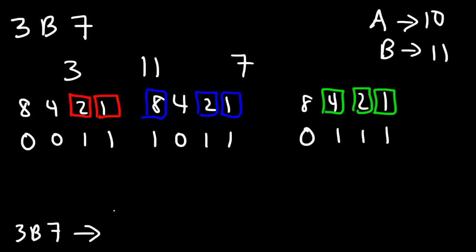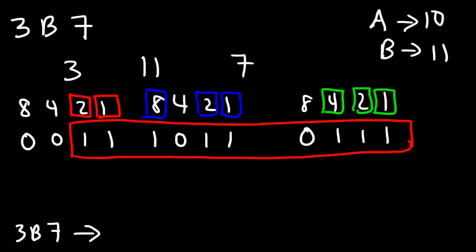Thus 3B7 is equal to, and we could start here. We don't need to start with the 0. We're just going to combine these numbers. So 3B7 in the hexadecimal system is 1101101111 as a binary number.